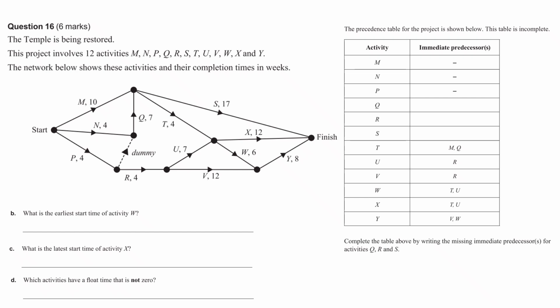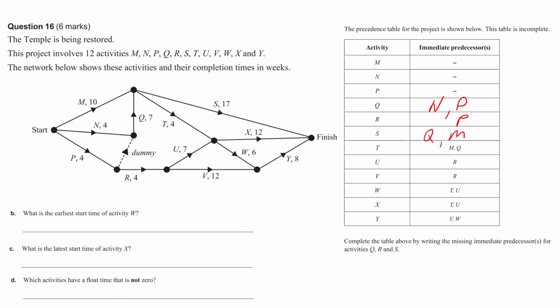Now, if you look at Q here, it's got an immediate predecessor of N, and you go, cool, there's N, but don't forget the dummy doesn't count. So actually also P. So that's that part. And then if you look at R, when you find R only has P, and S has Q and M. I don't think alphabetical matters.